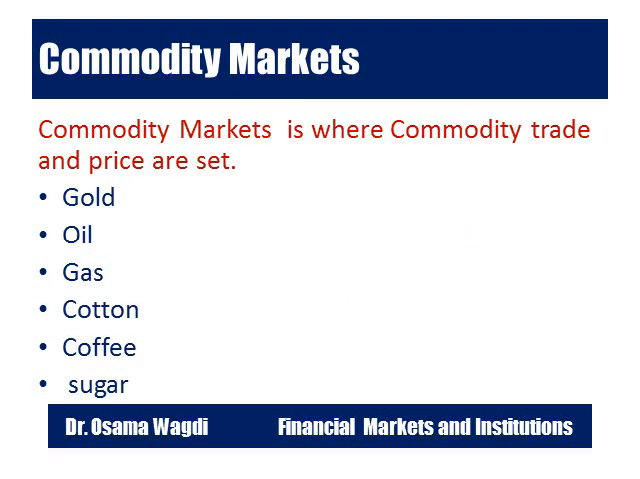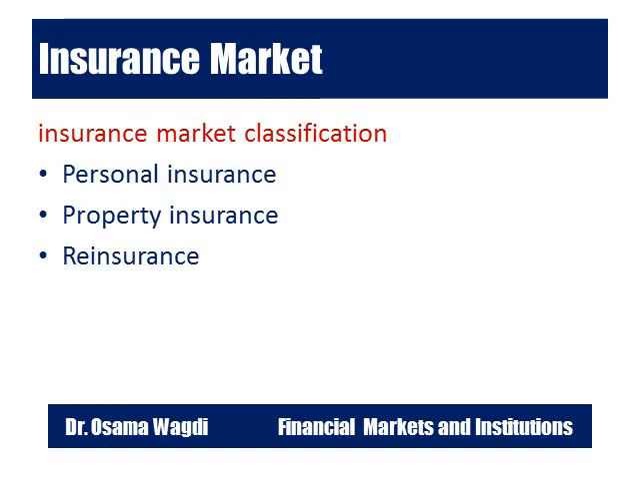Okay, what about commodity markets? Commodity markets are where commodities trade and prices are set. Examples: gold, oil, gas, cotton, coffee, sugar. What about the insurance market? We have mentioned it before. Insurance market classification has three headings: personal insurance, property insurance, and reinsurance.